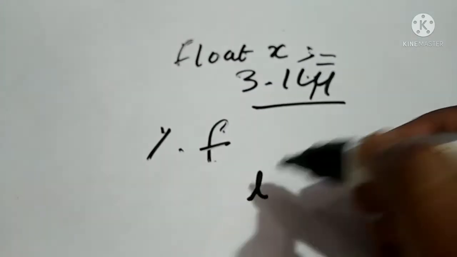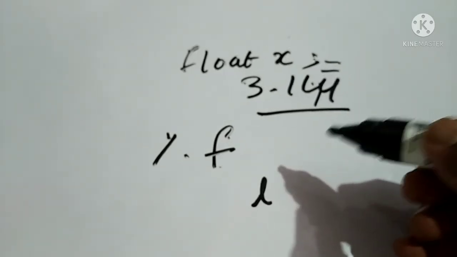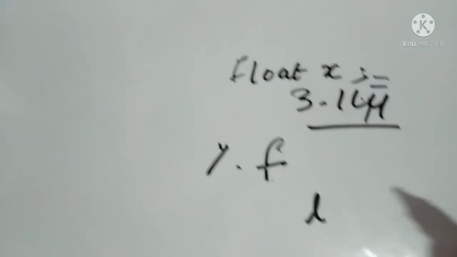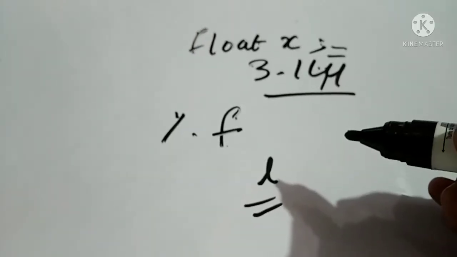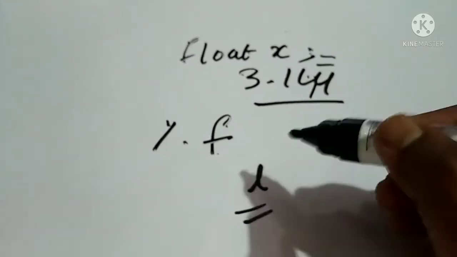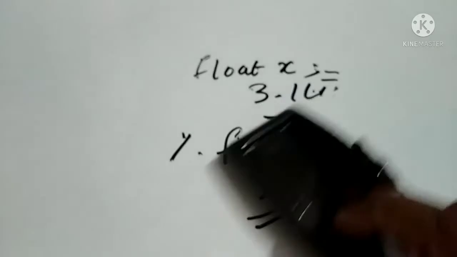If I use L for long int, and long int means the number is very big, we have to go for L. So like this, small changes will be there. The program remains the same. I think you got the things. So let us write one small program.